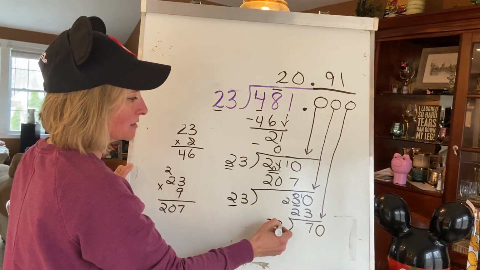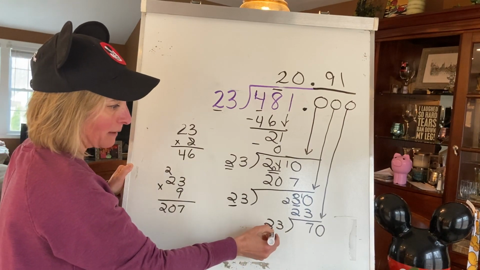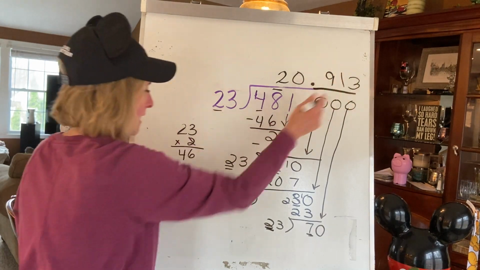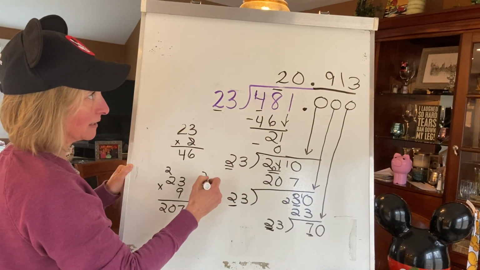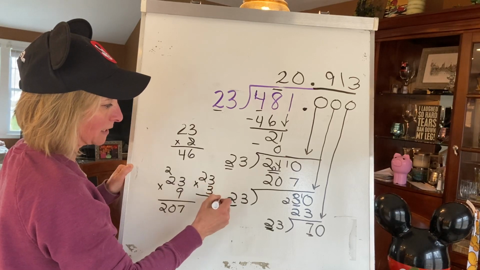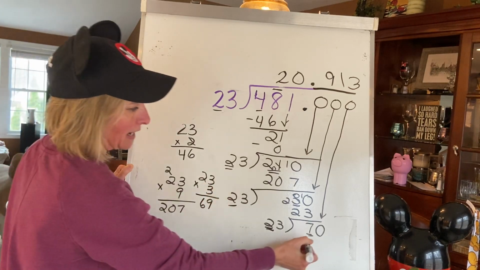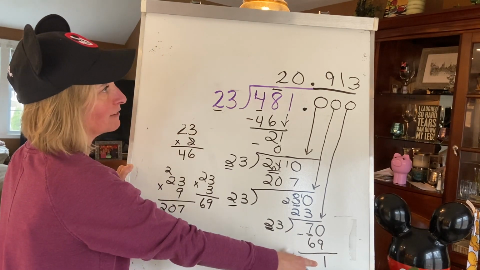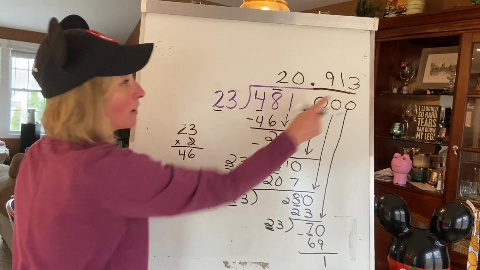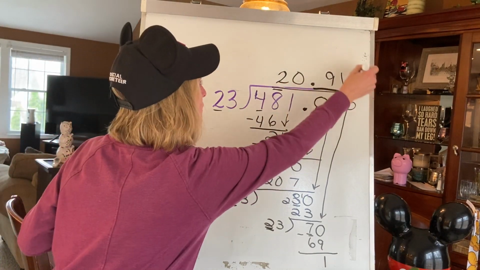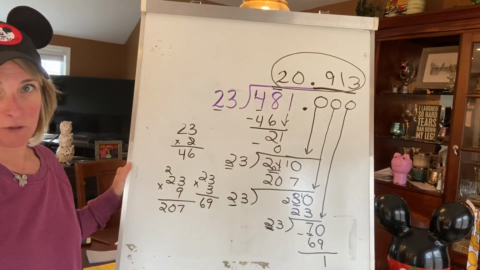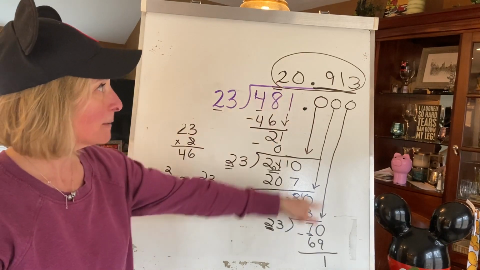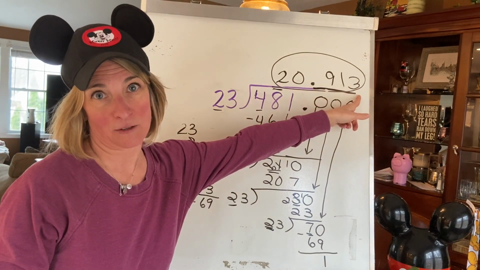So now I'll do 70 divided by 23. How many times can 2 go into 7? That's 3 times. So I'm going to multiply on the side, 23 times 3. So I get 69. I subtract, I get 1. But even though I have a remainder, that's okay because I've already gone to the thousandths place. So this would be the answer that I'm looking for. Okay, so that's how you do those problems if you have a remainder. You just keep bringing down zeros until you get to the thousandths place.